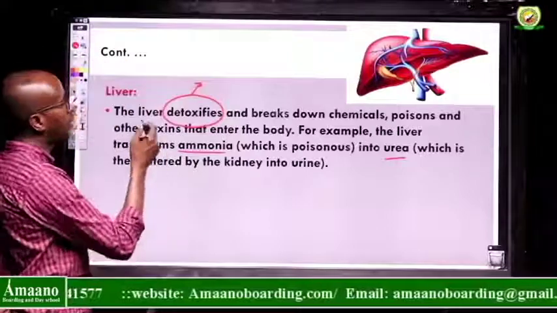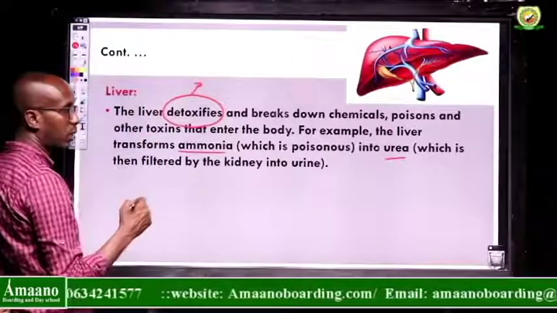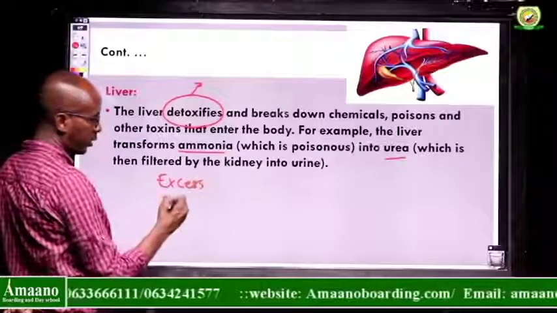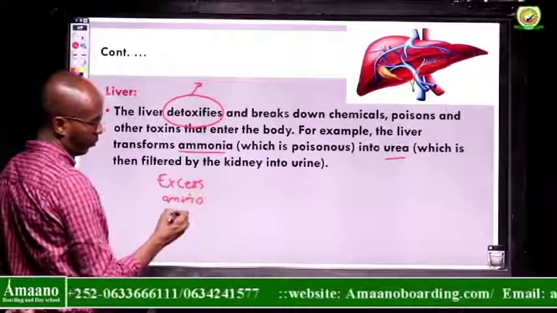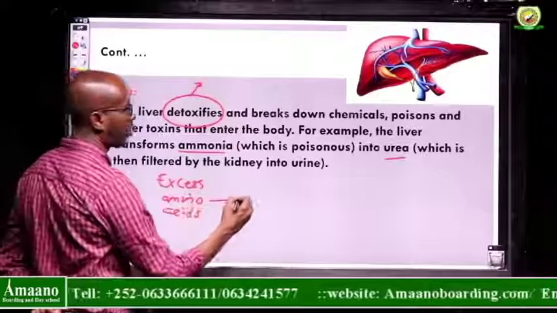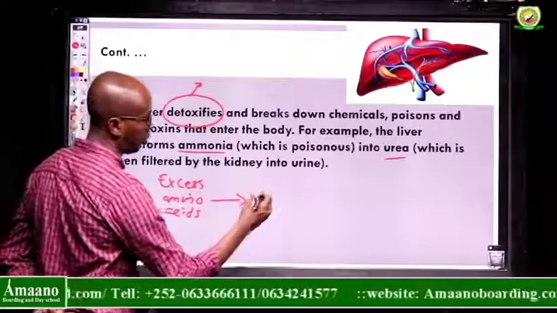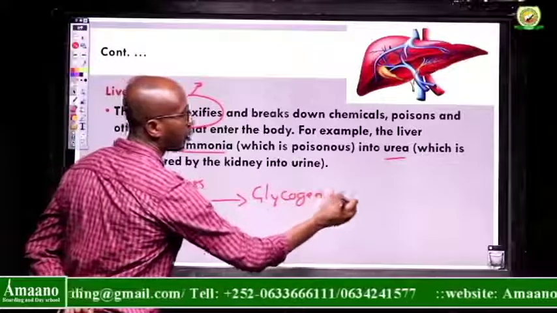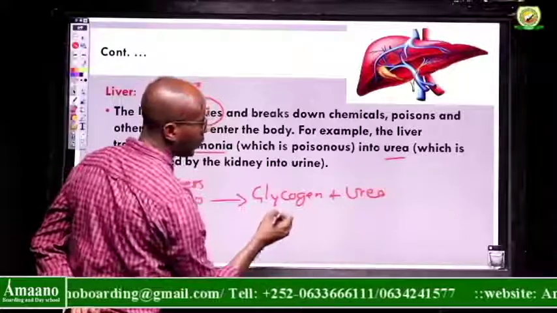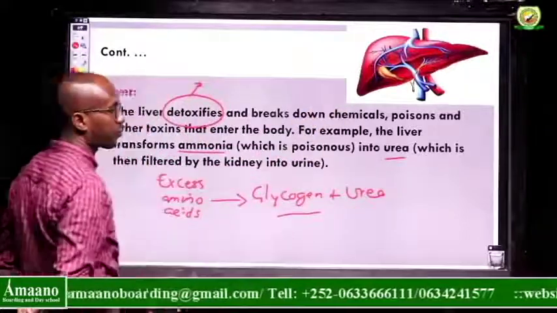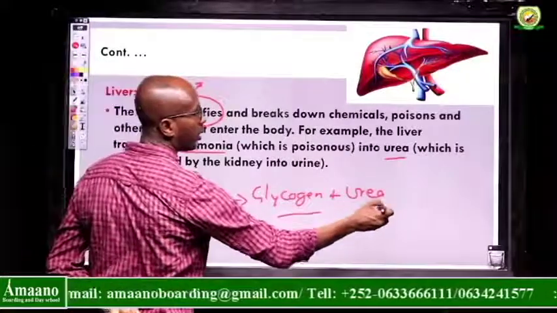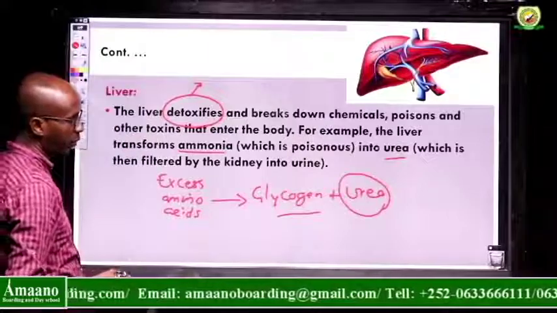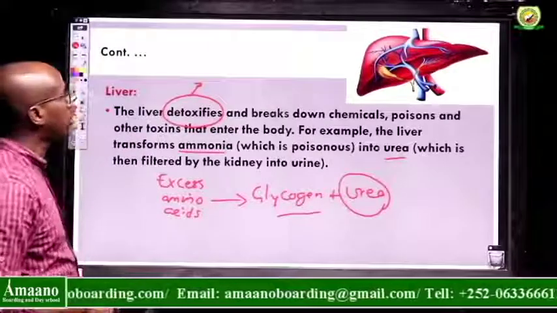Your body cannot store excess amino acids. So excess amino acids are converted into glycogen plus urea. The glycogen will be stored in the liver, and urea will be removed by the kidney in the form of urine. This process is called deamination.